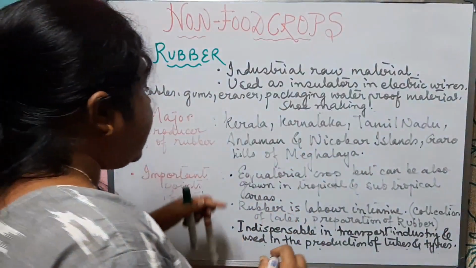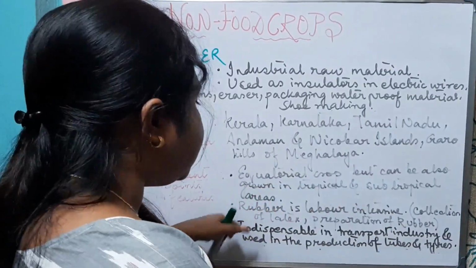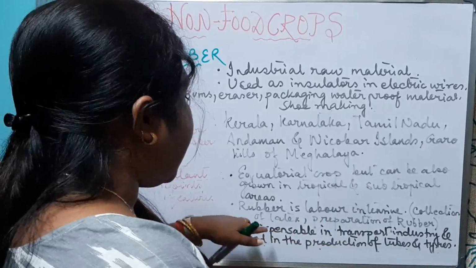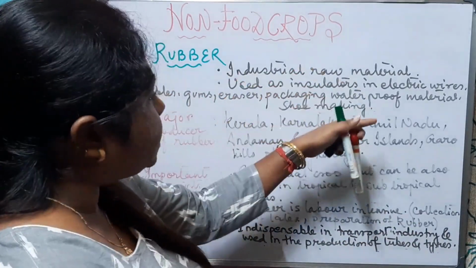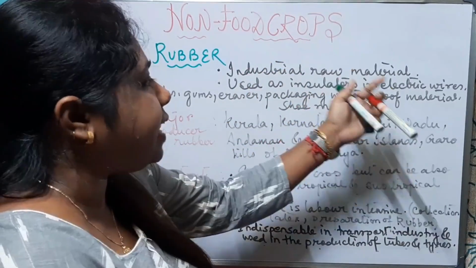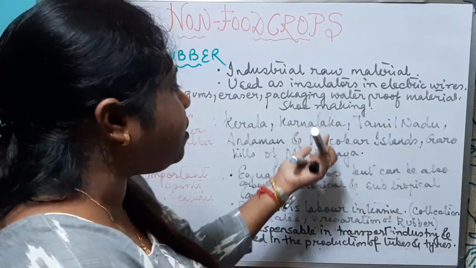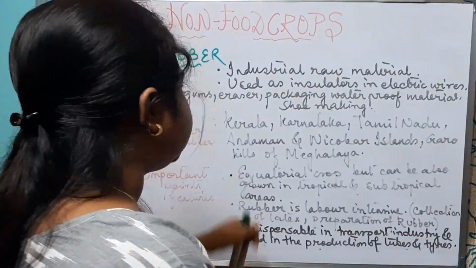So rubber is an equatorial crop but can also be grown in tropical and subtropical areas. It is labor intensive, indispensable in the transport industry, and used in the production of tubes and tires. It is used as an industrial raw material, as insulators in electric wires, cables, gums, erasers, packaging, waterproof material, and in shoemaking. So these are the major points that we must remember while reading about rubber.